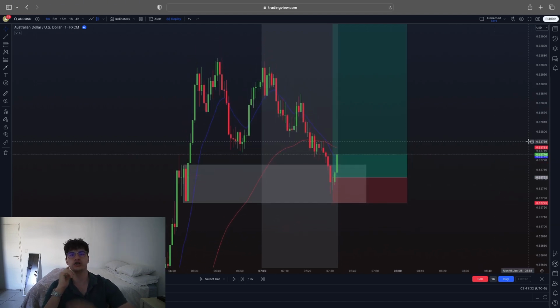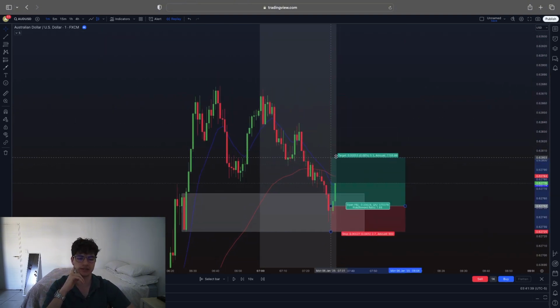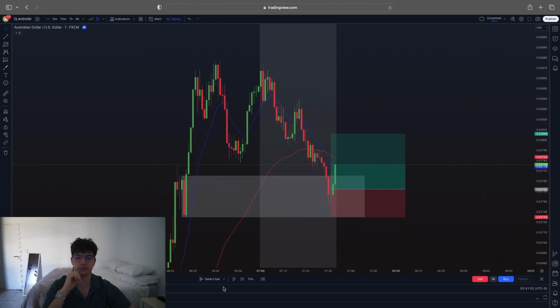Then my first take profit is at 1 to 2 risk to reward. My first take profit at this point in time would be right there. This is a non-negotiable. I'm not allowed to close before this. I can only close after this. Once we hit the 1 to 2 take profit, I am allowed to close, but I'm not allowed to touch my trade before it.